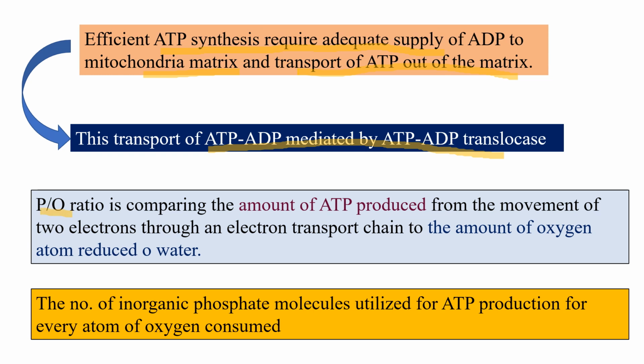defined by the P/O ratio, which compares the amount of ATP produced from the movement of two electrons through an electron transport chain to the amount of oxygen atoms reduced to water. The P/O ratio is different for NADH and FADH2. It compares the ATP generated through oxidative phosphorylation to the oxygen reduced by the electron transport chain. So the P/O ratio is the number of inorganic phosphate molecules utilized for ATP production for every atom of oxygen consumed.